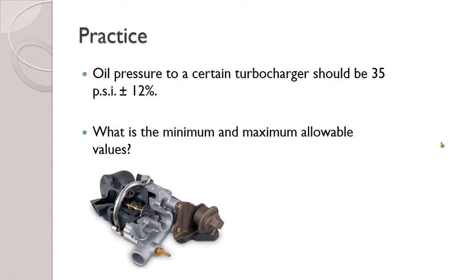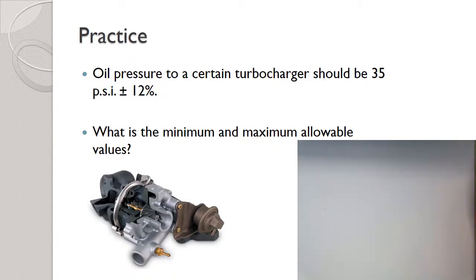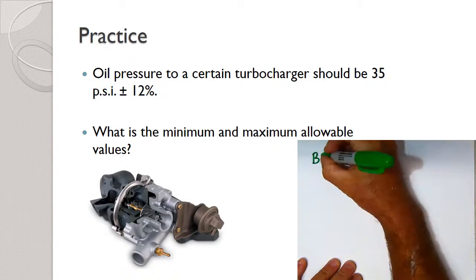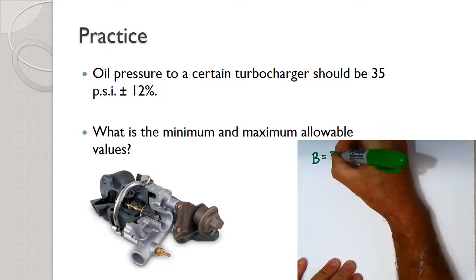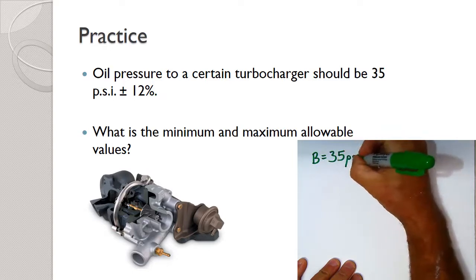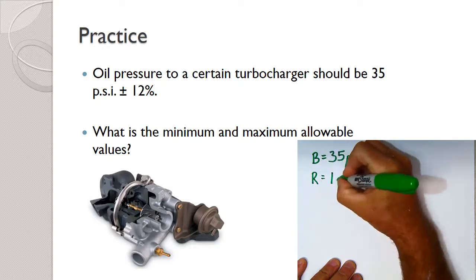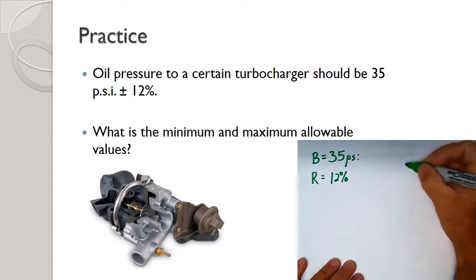All right, here's the last question of this unit. Oil pressure in a certain turbocharger should be 35 psi, give or take 12%. I want you to calculate what the maximum and minimum values are in terms of that pressure. Okay, well, this is real similar to the last example we did. Our base is the full oil pressure. That's going to be 35 psi. Our rate is the 12% that we can vary from that.